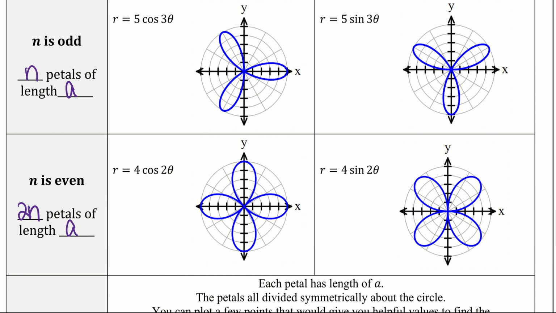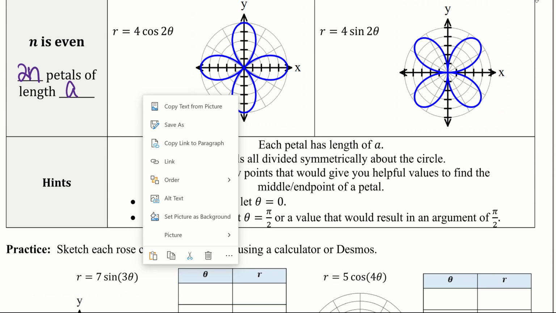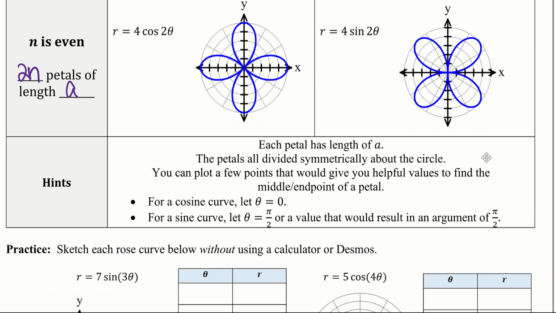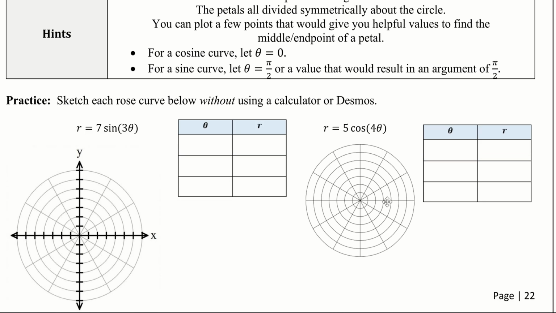A couple hints. Each petal is always length a. They will always be divided symmetrically about the circle. So once you know the number of petals, that can help you make sure your graph looks symmetrical. You can plot a few points that would give you useful values. Cosine, I would always start at 0. Sine, you want to get a pi over 2 as your argument. And there's a multiplier of n, so you kind of have to think about that, but we'll practice this. We're going to practice graphing these ones without using a calculator or Desmos.